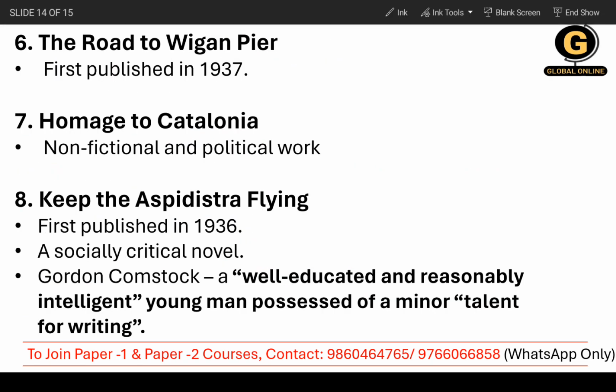Then the sixth in the slide, The Road to Wigan Pier. Just remember that it's a work of George Orwell. Other things are not important. And if you can remember the publishing year, it was first published in 1937, in case there is a question on chronology. Most often Maharashtra SET doesn't ask such questions, but still you can.